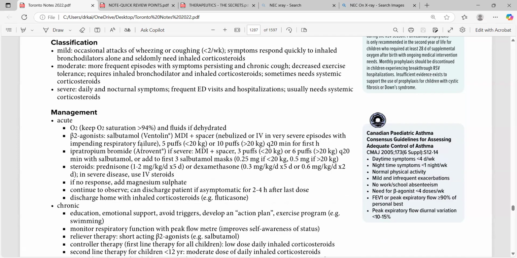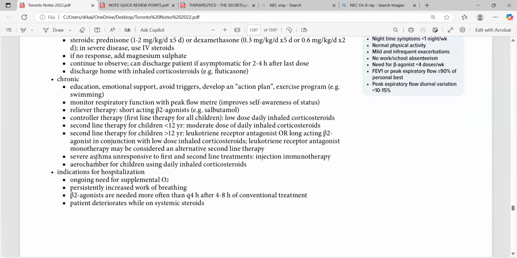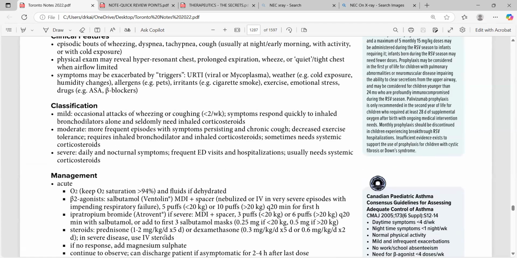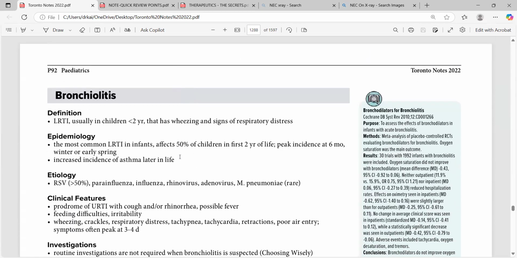Okay. So oxygen and salbutamol can be given, then ipratropium, prednisolone; if no response, then observe and then discharge. In chronic cases: education, monitoring, reliever therapy like salbutamol, and then controller therapy, which is also salbutamol along with corticosteroids. Then the second line is also corticosteroids. What is the indication? Where they're not able to breathe, choking, and where the salbutamol is not helping. The main important thing is when you are going to label the child as asthmatic.